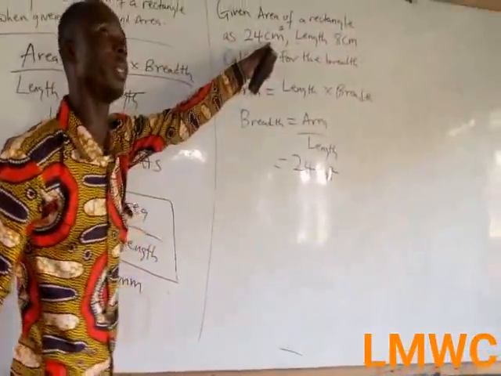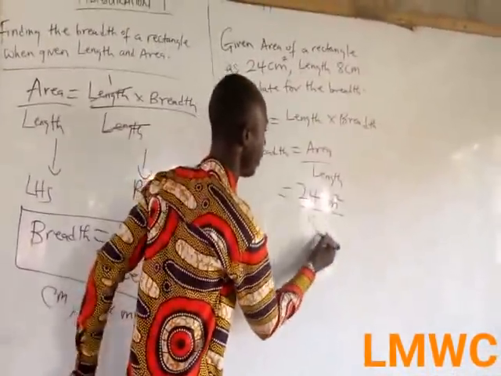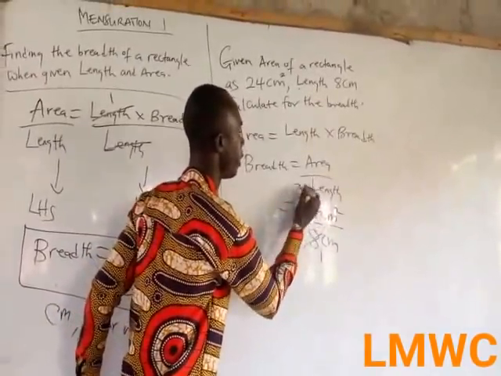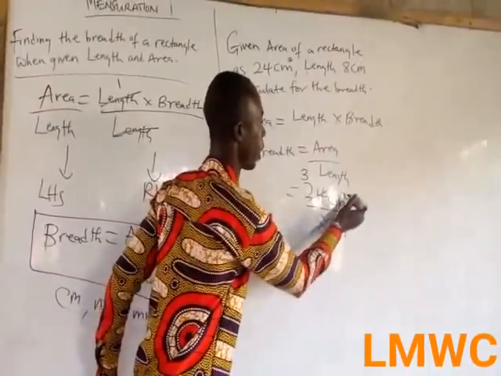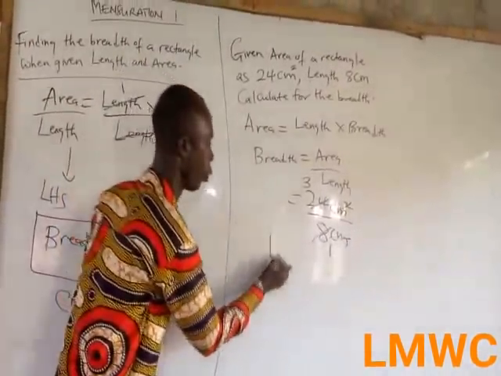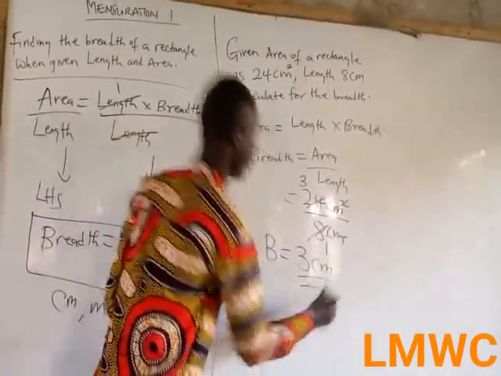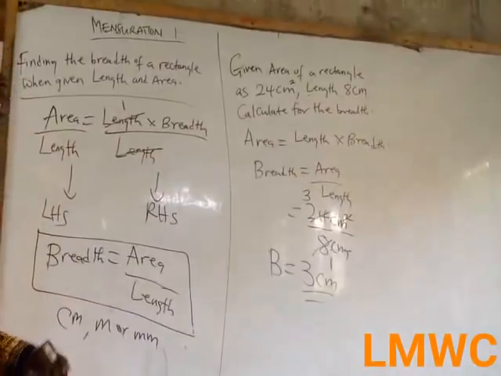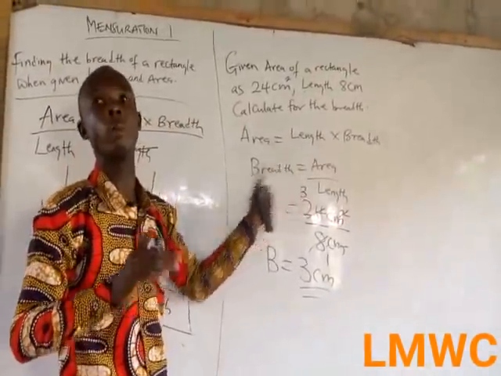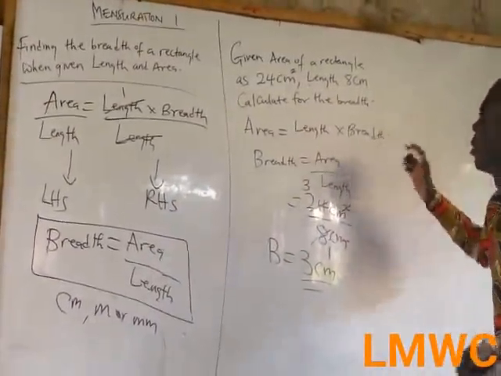Sorry, this is centimeters squared, not centimeters. Over length. Length is 8 centimeters. So 8 goes here 1, 8 goes here 3. This centimeter will cancel one of these centimeters. It's left with only 1 centimeter. So our breadth is now 3 centimeters. Breadth is 3 centimeters.